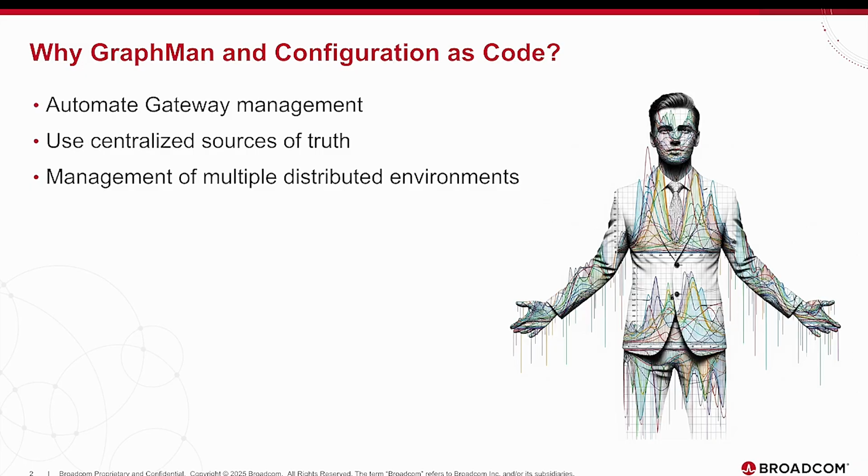Thanks, Pam. I'm a product manager for the Layer 7 API security solution. And as Pam mentioned, we'll be talking about the Layer 7 Graphman and configuration as code, which are a set of capabilities that really help with automation and management of your Layer 7 API gateways. Let's get started. Why are we talking about Graphman and configuration as code? This is going to greatly help with the automation around gateway management. It's going to allow you to use centralized sources of truth, such as GitHub, and you'll enable the management of multiple distributed environments.